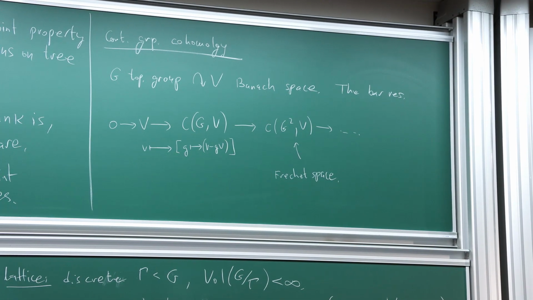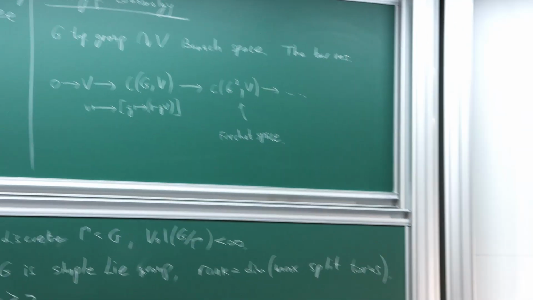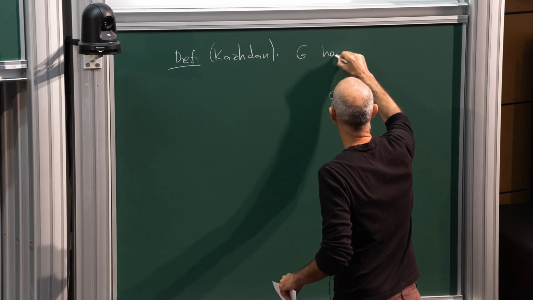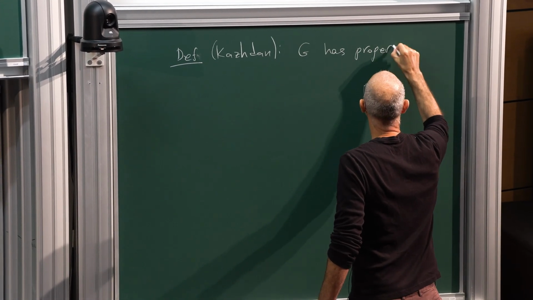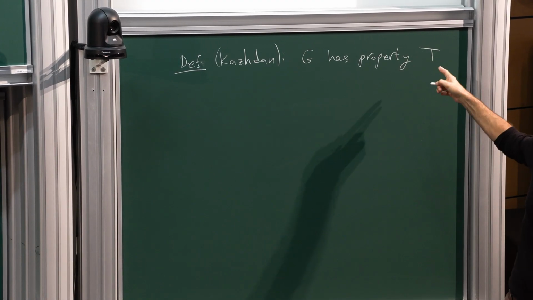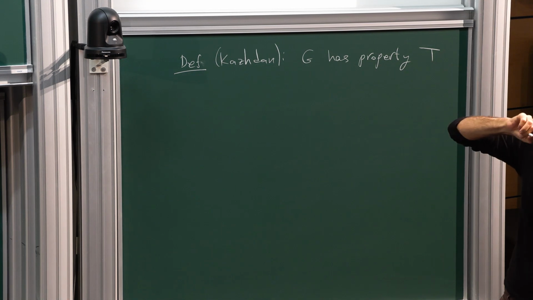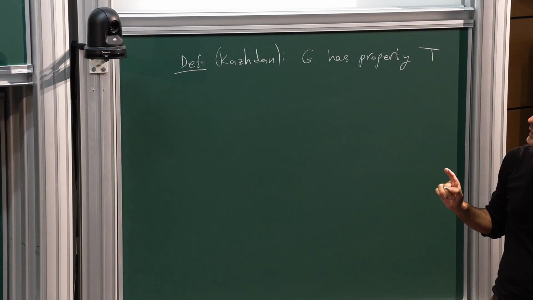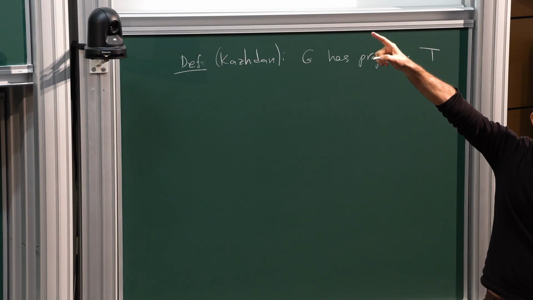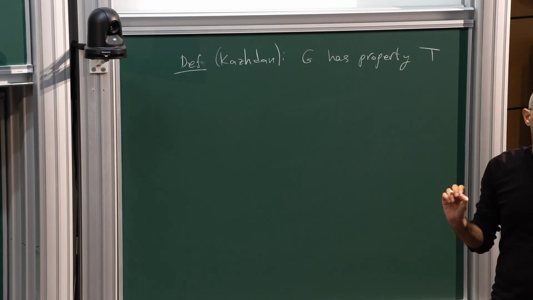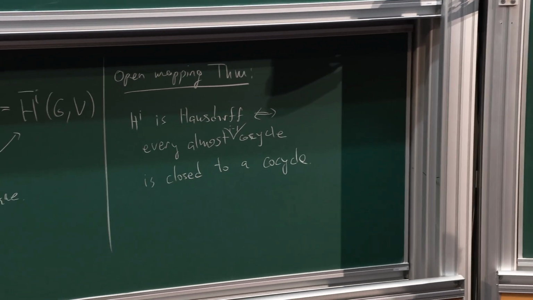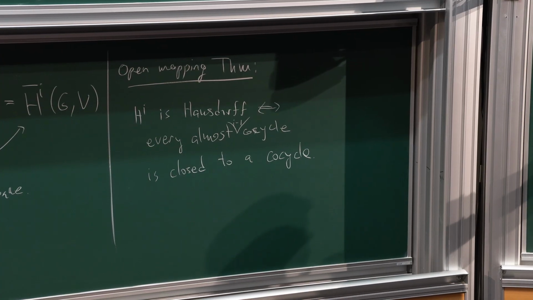This is by Kashdan. I'll say aloud Kashdan's original definition. He said that every almost invariant vector in V, every vector little v such that its image is almost 0, is close to an actual invariant vector. But by the open mapping theorem, this is equivalent to the formulation I'm giving now, H1 GV.